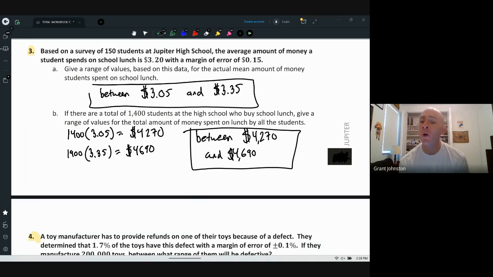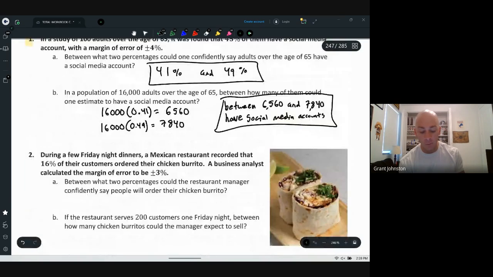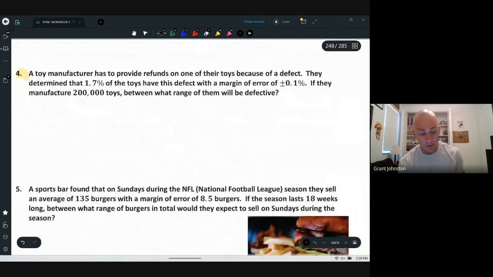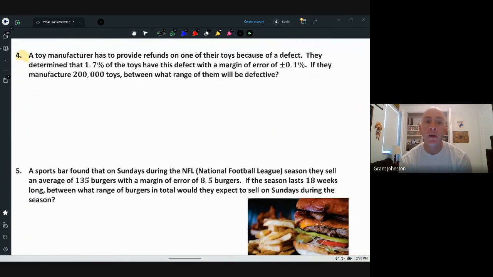I'm going to do one more with the percentage because this one didn't have percentage, so you didn't have to do any conversions. Remember, on this one, we had to convert those percents to decimals. So let me do one more with percentage. So I'll do 4. It says a toy manufacturer has to provide refunds on one of their toys because of a defect. They determine that 1.7% of the toys have a defect with a margin of error of 0.1%. If they manufacture 200,000 toys, between what range of them will be defective?